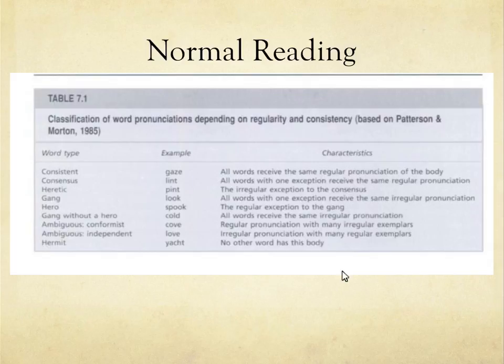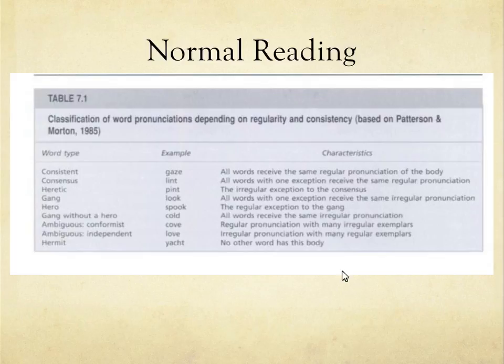Words that are in a gang are all irregular, but have one regular exception. So look, book, took is the irregular set. The hero is the regular exception in a gang. Aren't these cute? So spook. So ooh is the regular sound of spelling for double O, but look, book are the gang that are irregular.